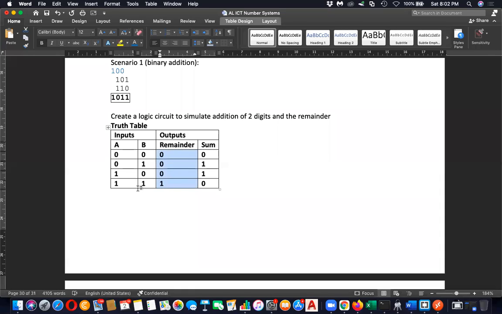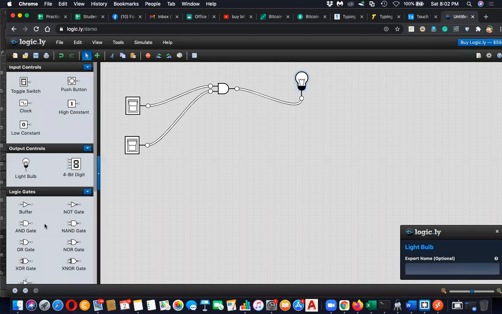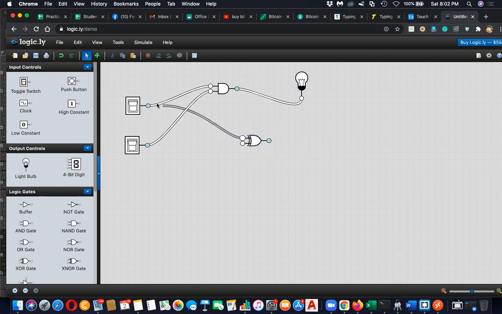If 1 1 it's 1. That is the remainder, and the AND gate is right. Thinking about the sum, if odd it is 1, if even it is 0. That is the sum. So that is the XOR gate. Let's use XOR gate. Same two inputs and another bulb to represent that.